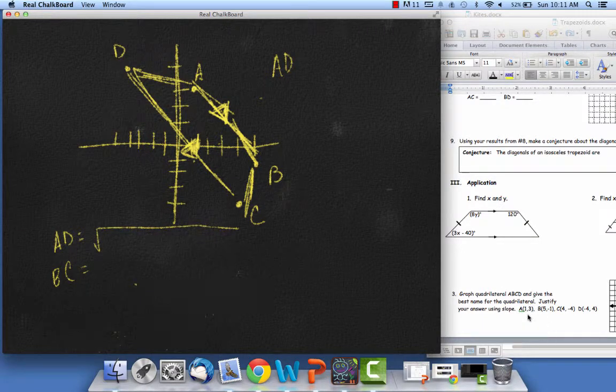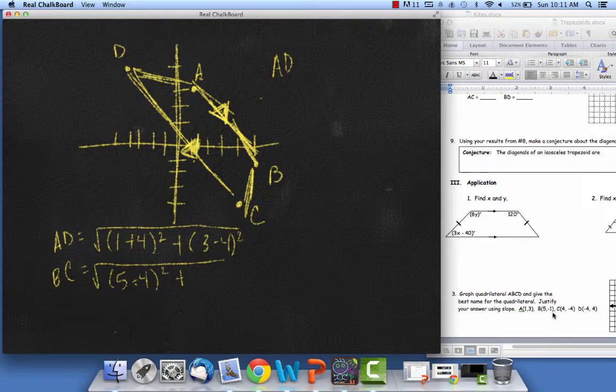So AD, we have 1 minus 4 squared, and we have 3 minus 4 squared. For BC, we have 5 minus 4 squared, and minus 1 minus 4 squared.